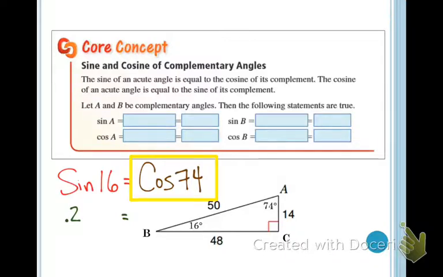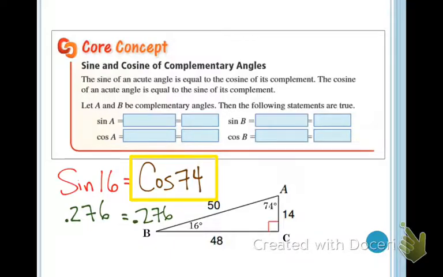3 places. 0.276. And then Brooke, what'd you get for cosine of 74? 0.276. So we notice that these two are the same. They're equal to each other. So the answer is cosine of 74, but I'm just showing you why it's the answer.